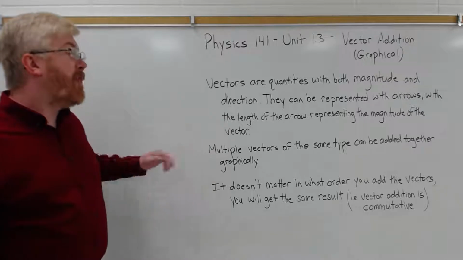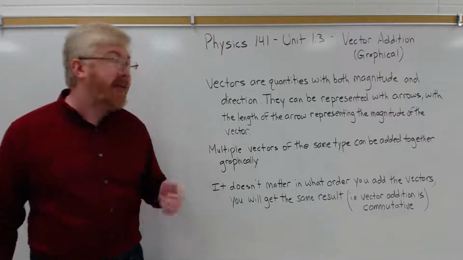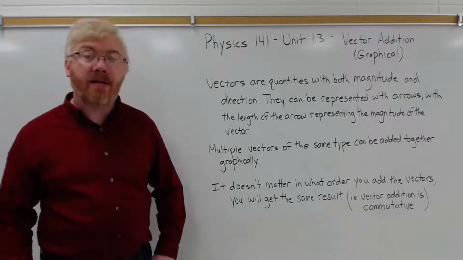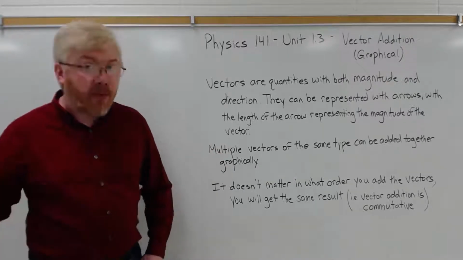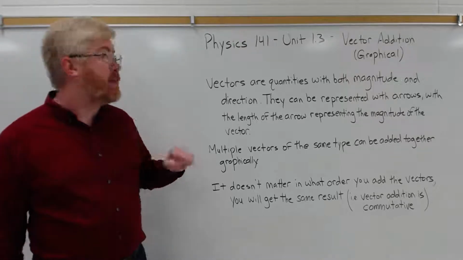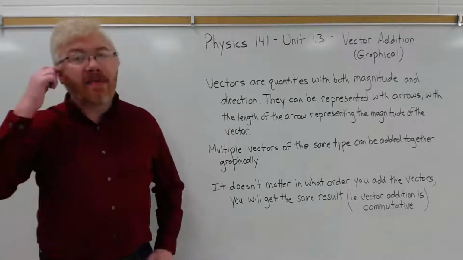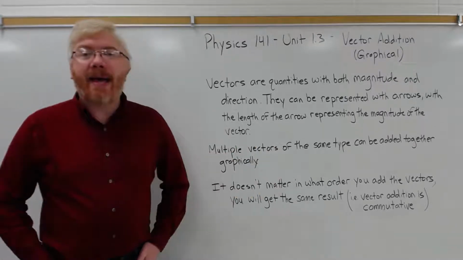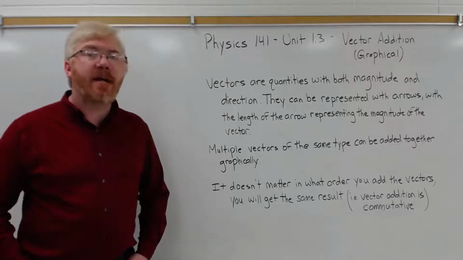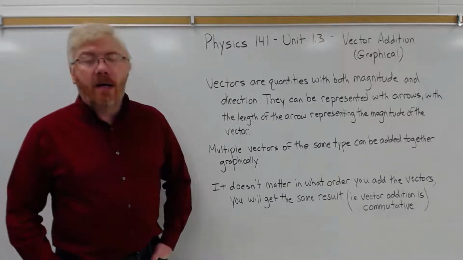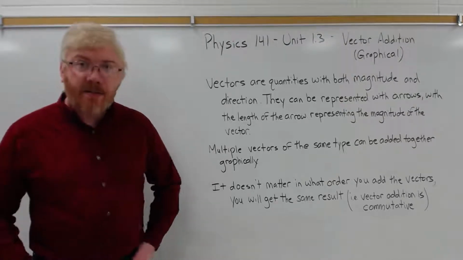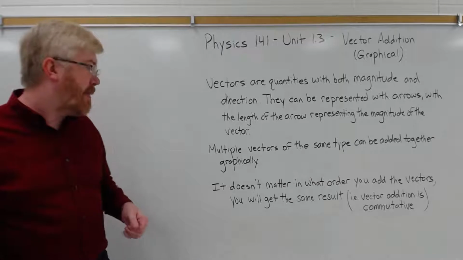Now, multiple vectors of the same type can be added together graphically or analytically, and we'll talk about analytically in the next video, which is a more appropriate way of doing it. But graphically, it helps you see intuitively how these vectors work together. They have to be the same type, right? You can't add together displacement and velocity vectors. You can't add together acceleration and velocity vectors. It's just like you can't add together hours and degrees. You have to have the same unit to add things together.